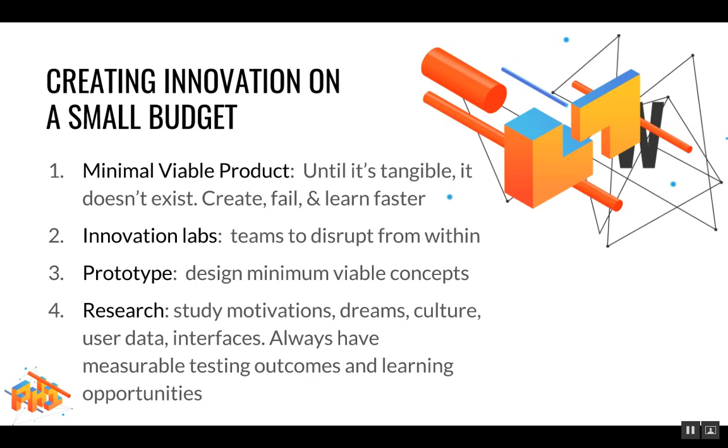Number 3 is prototyping. So this sort of goes along with minimum viable product, but it's creating that minimum viable concept even. It's how do you create something and give it to someone else to play around with and to test, and what can you learn from that? And then at the end of that is also research. So, studying motivations, people's dreams, culture, user data interfaces, but making sure that you always have measurable testing outcomes and learning opportunities. So one that's really interesting, just a quick side story, a little sidebar, but there was actually this instance where Johnson & Johnson has a contact lens brand, and they were looking at all of their user data and who are the people that are purchasing their products and what can they learn from them.